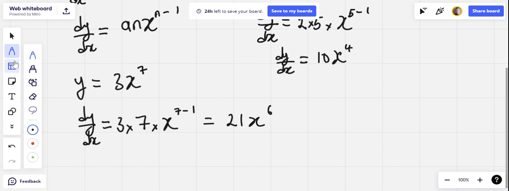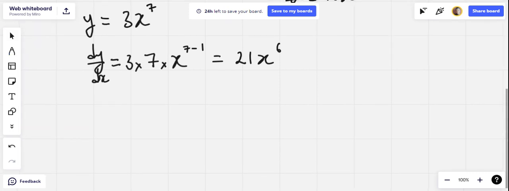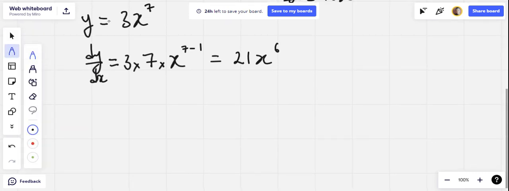So now, what if you want to do double derivative or double differentiation? For instance, what if I say differentiate this a second time? That's differentiate y. What if I say differentiate this 2 times? That's find d squared y by dx squared. What this means is that you should differentiate these 2 times. The first differentiation, we've done it to give us 21x raised to the power of 6.